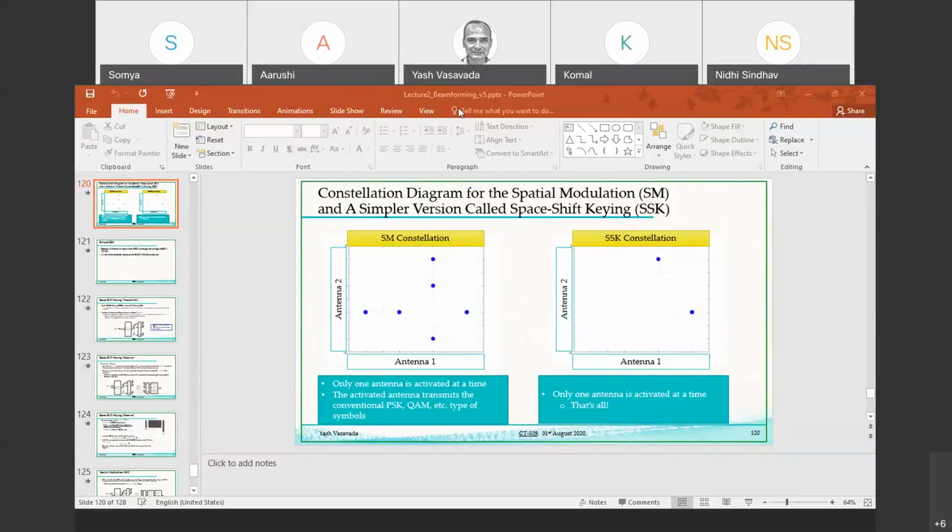I want to wrap up this topic of index modulation that we had started out with, and then maybe come back to this beamforming topic that we were on. So let us see how much progress we can make today.